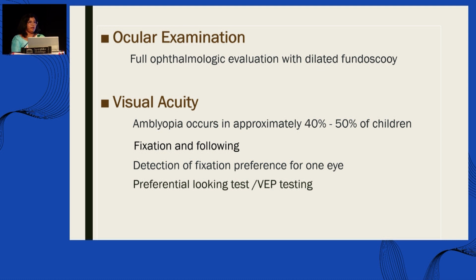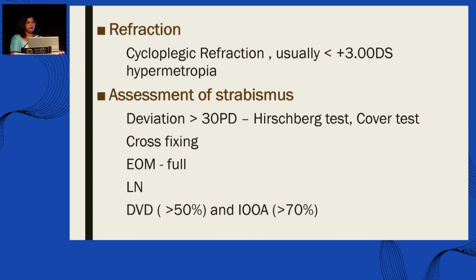In a child less than 1 year, or less than 6 months, it's difficult to assess visual acuity, right? But you can see the fixation and following, and you can suspect amblyopia if there's a fixation preference of one eye. You can also do the preferential looking test or VEP testing to assess visual acuity. Then we need to rule out accommodative esotropia, which we can get as early as 6 months of age. That can be done by full cycloplegic refraction. Usually in infantile esotropia, it's less than 2 to 3 diopters of hypermetropia, which is age appropriate.